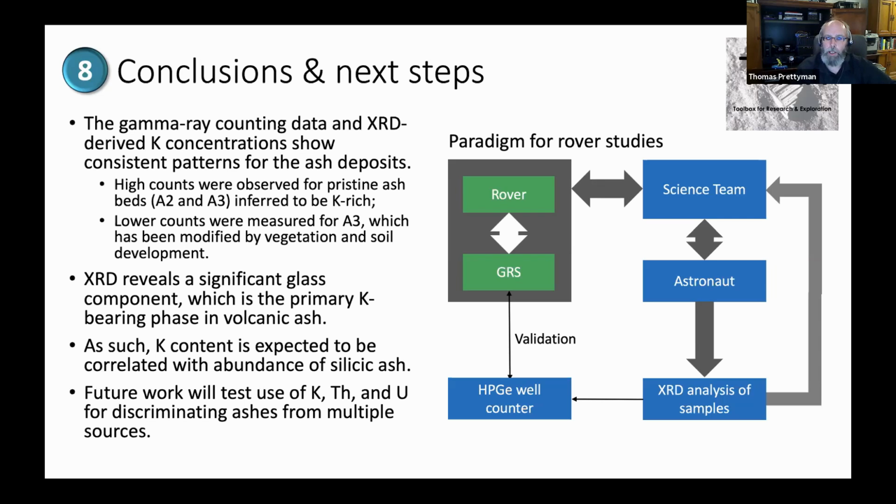But basically, when you're out in the field, the GRS will be attached to the rover, and it will be continuously sending a stream of counting data that will be interpreted in terms of elemental abundances. This goes to a science team, and the science team interacts with the astronaut. You can take samples, and the samples can be analyzed by XRD, and decisions can be made on what to do, and interpretations as well. And then after the fact, perhaps long after the fact, we can take these samples back and look at them more closely with a high resolution wall counter and validate our experiments. So that's all I had for that.